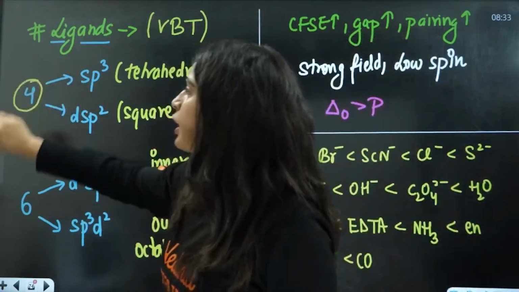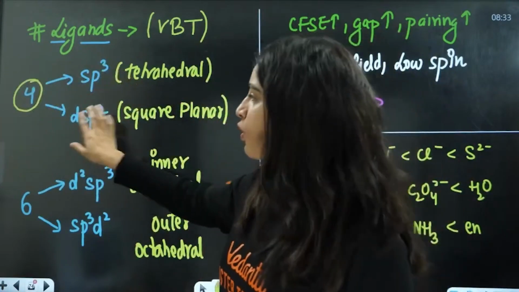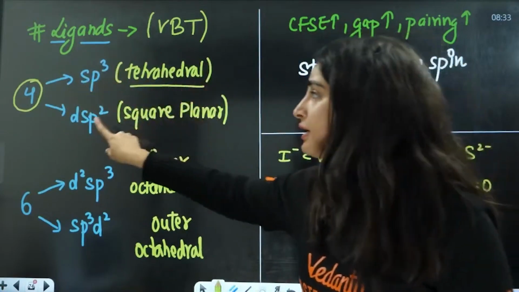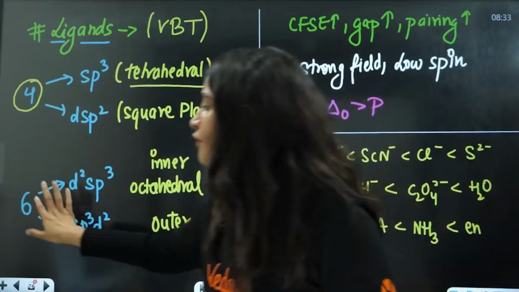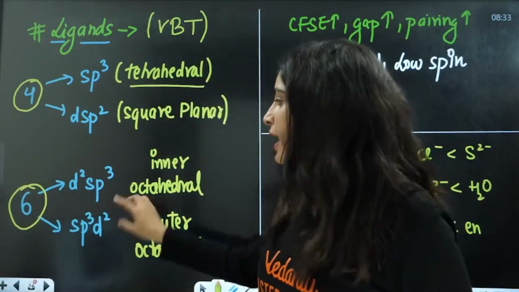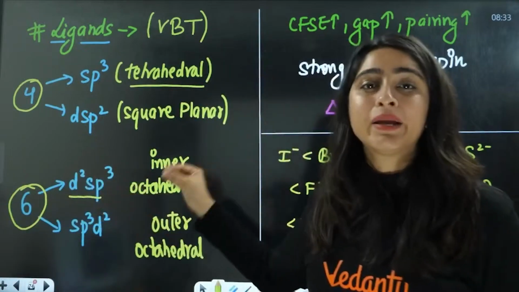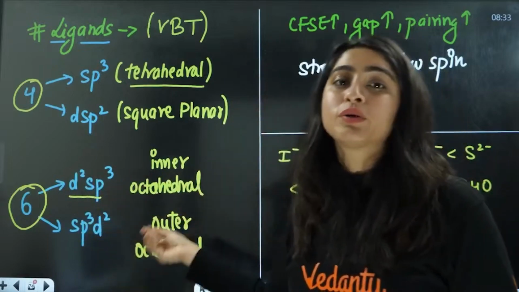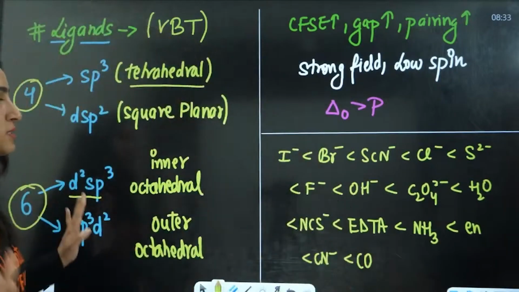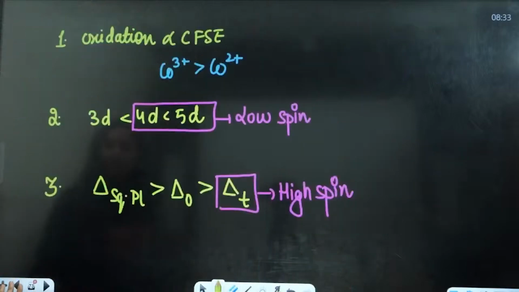For 4 ligands, you will have either sp3 hybridization or dsp2 hybridization. If sp3, that will be tetrahedral; dsp2 will be square planar. For 6 ligands, that can be octahedral. If it is d2sp3, that will be inner octahedral; sp3d2 will be outer octahedral. Very simple. Now let us talk about the CFT here.